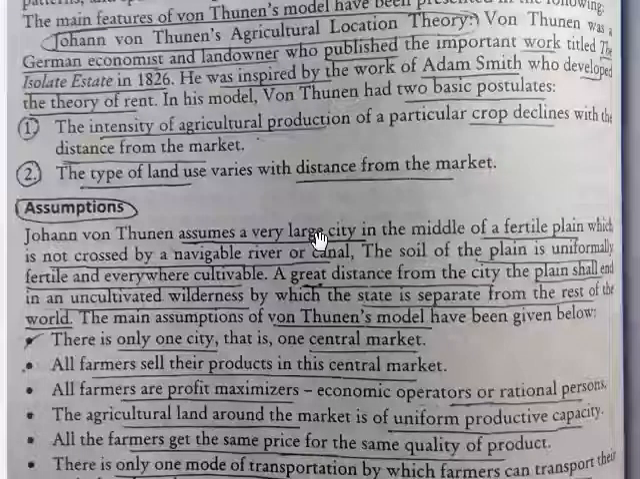He was inspired by the work of Adam Smith, who developed the theory of rent. In his model, von Thünen had two basic postulates. One is that the intensity of agricultural production of a particular crop declines with the distance from the market. The second is that the types of land use vary with the distance from the market.